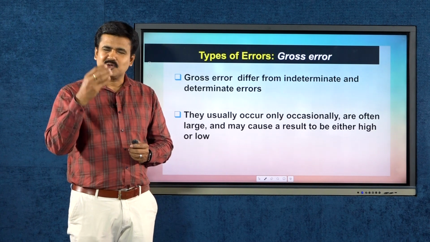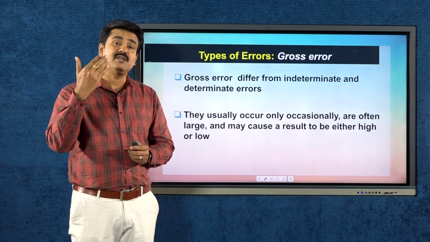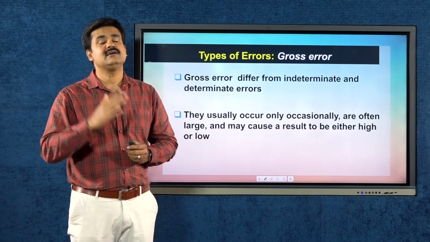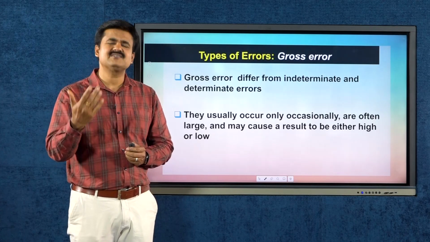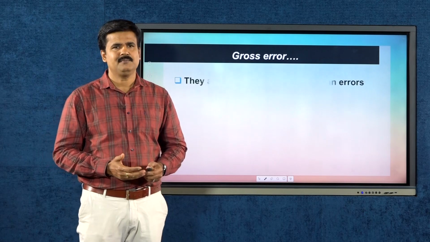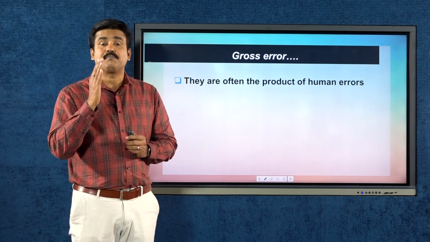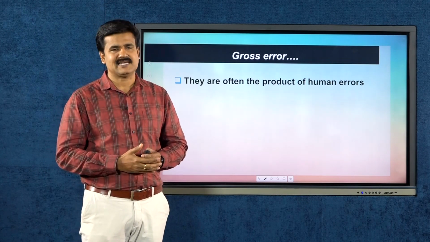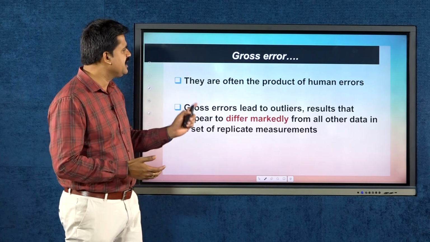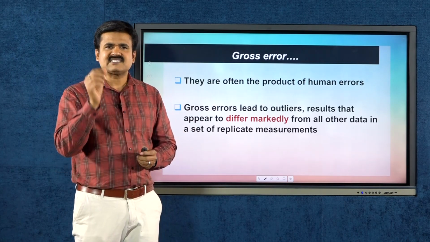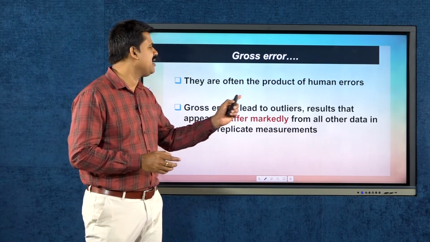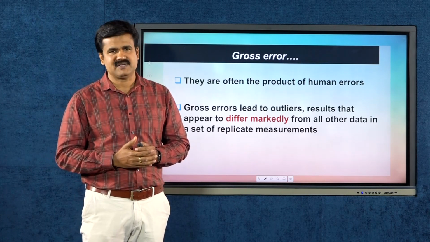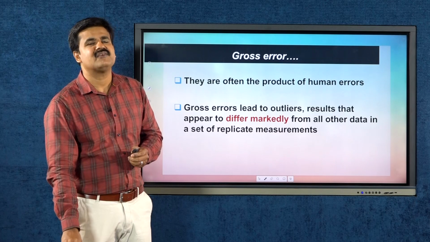That is, the gross error may cause a higher value than the true value, or we will get some values which are lower than the true value. So, there is a possibility to get higher values as well as lower values. Now, they are often the product of human errors. Human errors contribute to gross error. Gross errors lead to outliers, results that appear to differ markedly from all other data in a set of replicate measurements. I just mentioned the concept of outliers.